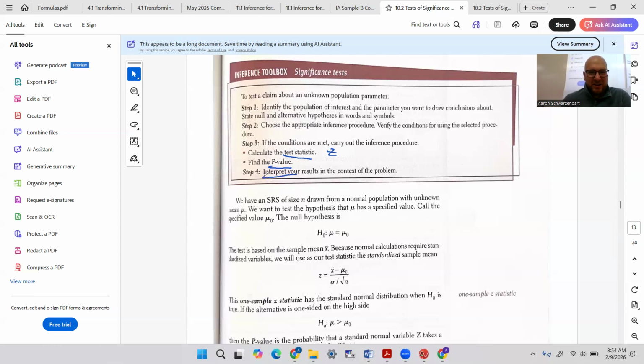And then step four, again, interpret in the context of the problem. Usually I encourage you to write a stats conclusion: reject H naught, conclude HA, or fail to reject H naught, and give your reason based on your p-value. But then you must interpret it in the context of the problem. I think writing that stats thing will help you interpret it correctly. So I encourage you to do it.